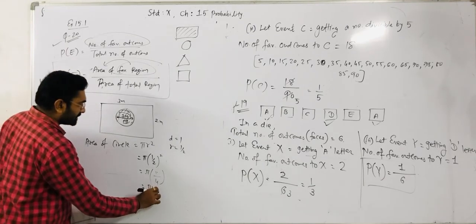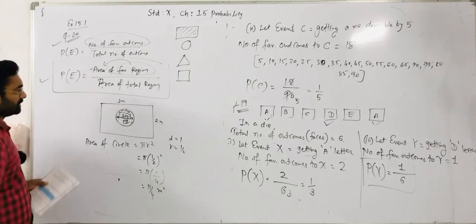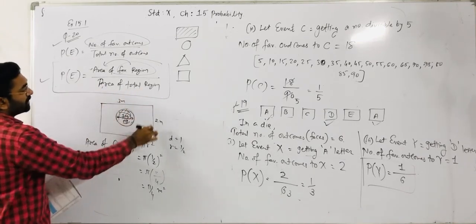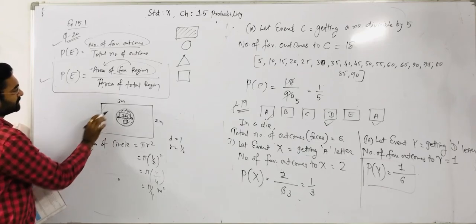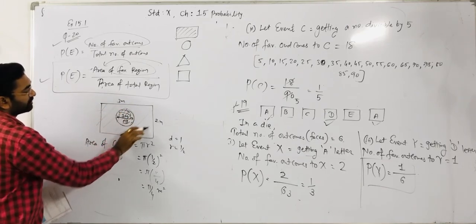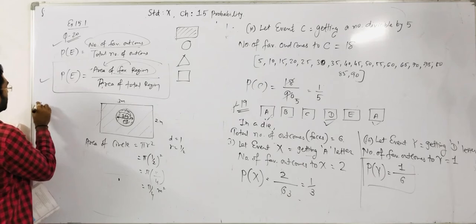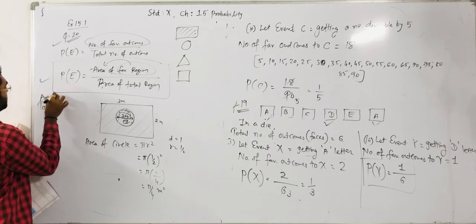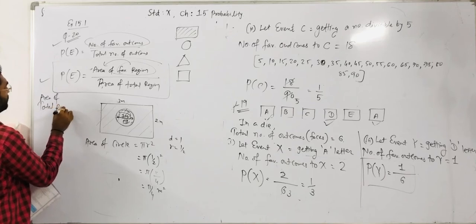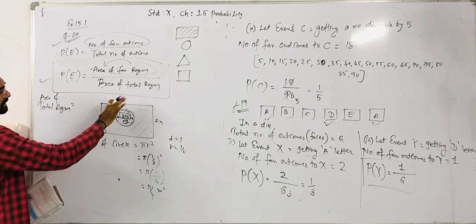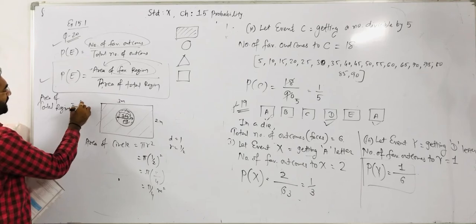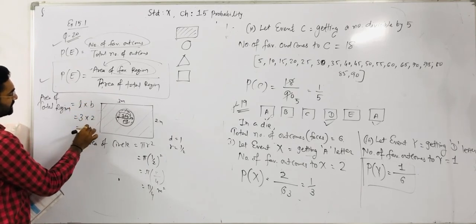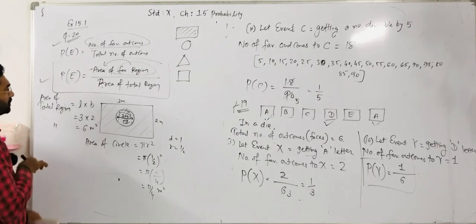Okay, this is given in meter square, which is the area of circle. Now, your area of total region. The total region is the rectangle region. So the area of total region, we can define the rectangle region by L into B. L is given 3, B is given 2. So we get 6 meter square. This is the area of total region.